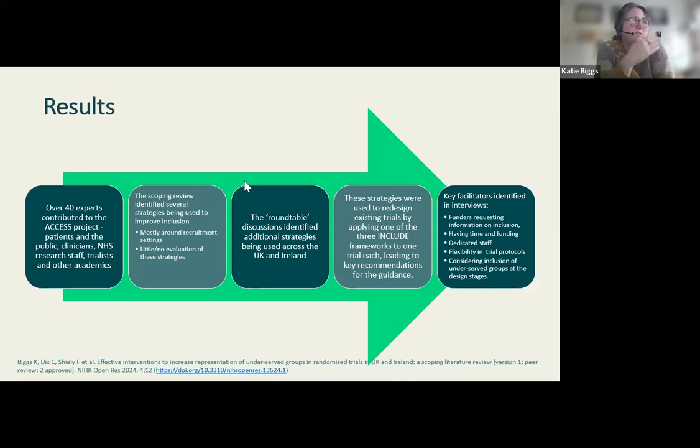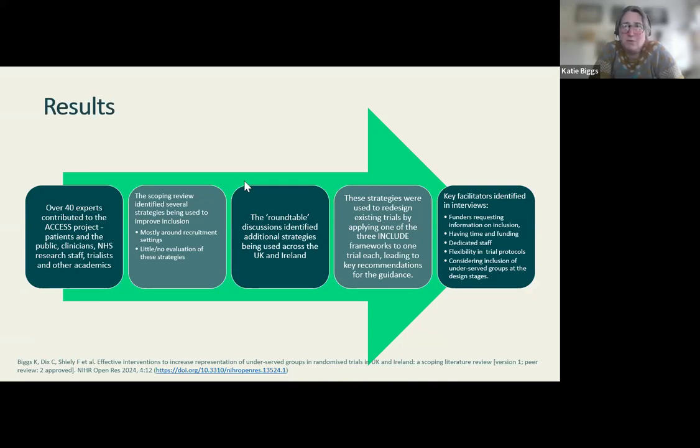The scoping review was really a jumping off point for us to then open discussions. But it overarchingly found that there's not that much evaluation of the strategies that are around. As I said, we included 7 papers. The groups we included were ethnic minorities, people experiencing socioeconomic disadvantage, older people, and people with impaired capacity to consent.